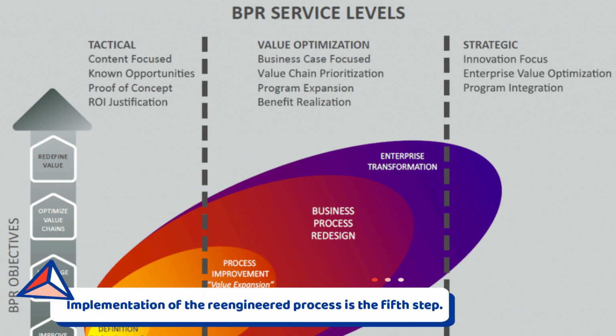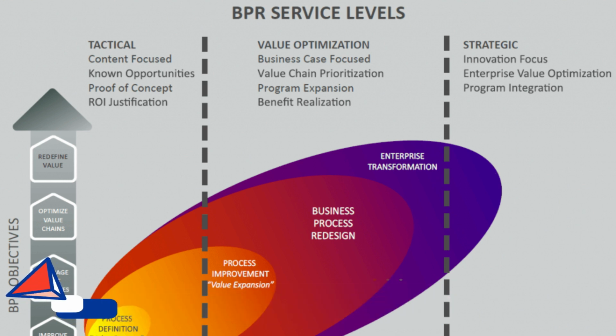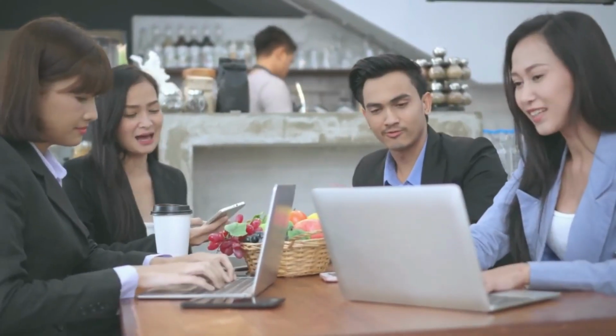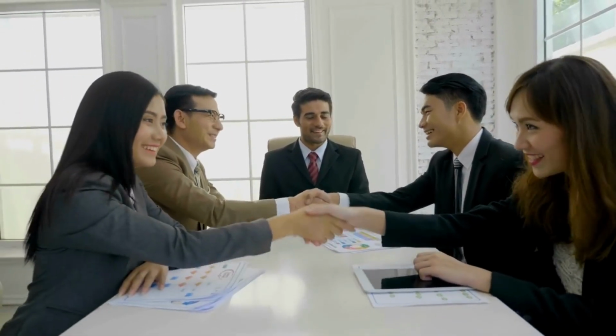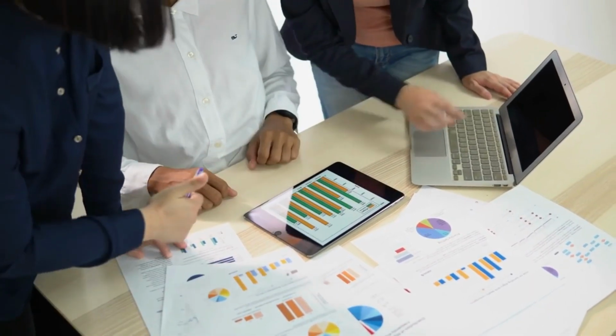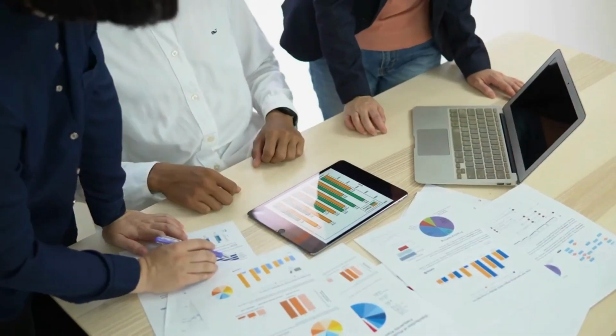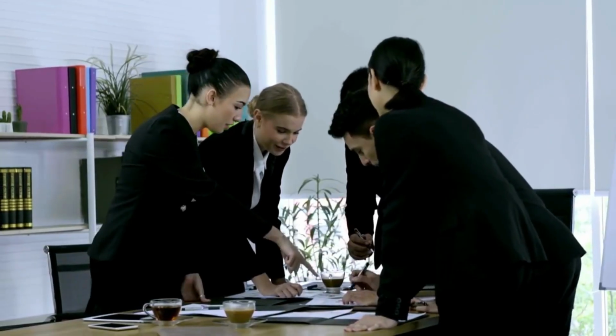Implementation of the re-engineered process is the fifth step. After the process has been modified to your satisfaction, you can then conduct a pilot test to evaluate its efficacy by tracking it with the key performance indicators that you established previously. Before deploying the procedure across the entire firm, this will allow you to make any necessary changes to it. If the new method proves to be more effective than the one now being used, you may choose to adopt it on a wider scale.